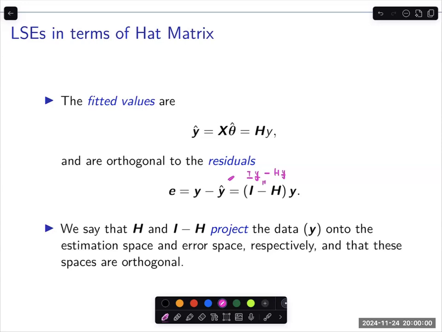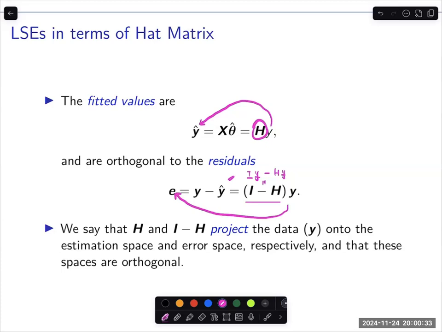As you can see here, sometimes when we are projecting the data into another space, we multiply on the left-hand side or sometimes on the right-hand side by a matrix. That matrix is called a projection matrix. Basically, this hat matrix is going to project y onto y hat, and the I minus H matrix is going to project y onto the error space.